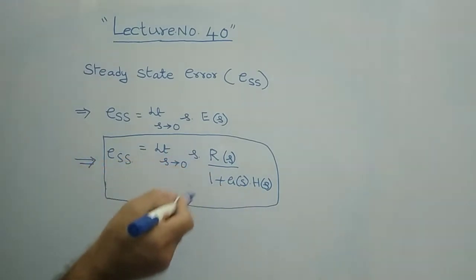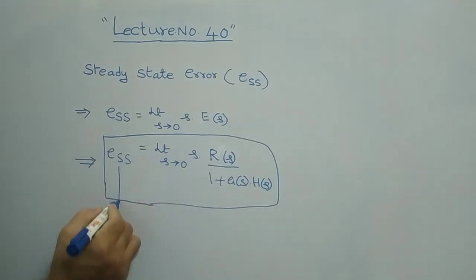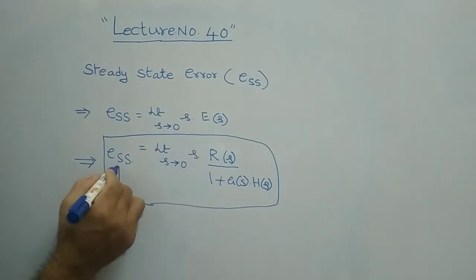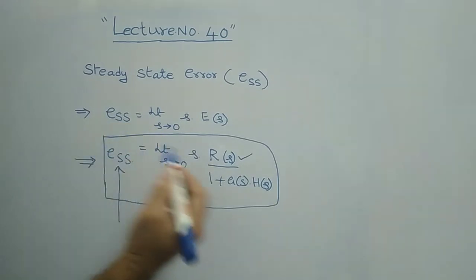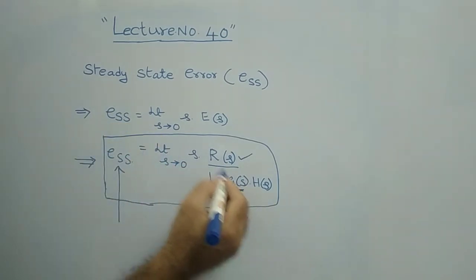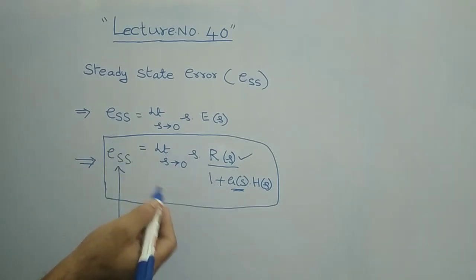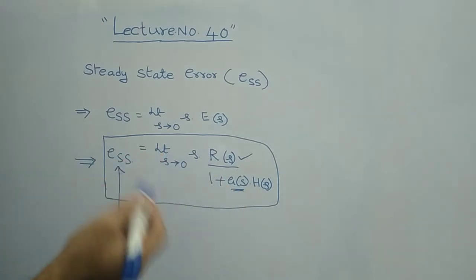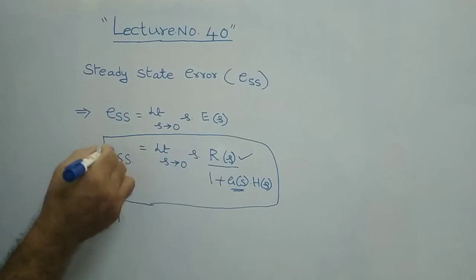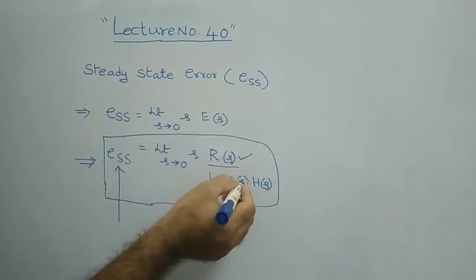From this expression, you can observe that the steady state error ESS depends on the input. R of s is your input. Similarly, G of s is the forward gain or the forward transfer function, sometimes simply called the gain of the amplifier. Therefore, your ESS steady state error will depend on input R of s and on G of s.